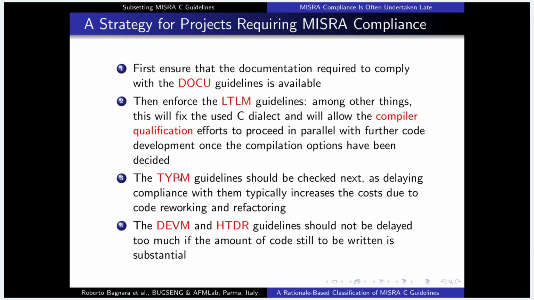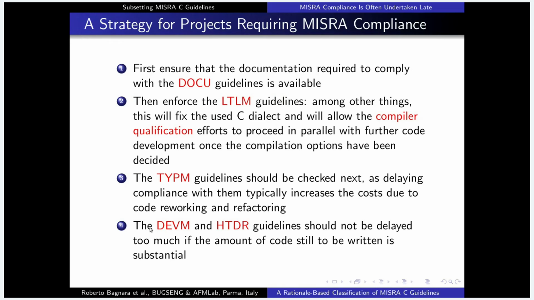Then focus on the type misuse guidelines. And the reason is that if you wait too much, you will end up at the end of the project with tens of thousands, hundreds of thousands. So in some cases, we have observed millions of violations of rules in this class. And then it will be very expensive to fix all of them. And this will require reworking and refactoring. So you want to avoid this, because otherwise the costs will increase. You will have project delays, all sorts of bad things may happen.